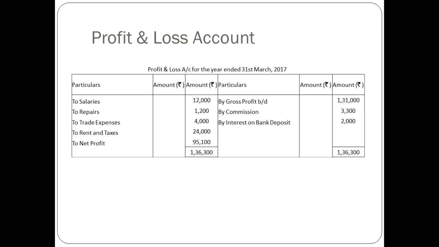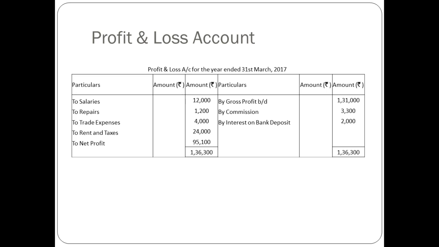Now after having identified our indirect expenses and indirect incomes, we post them in the profit and loss account, as it can be seen on the slide. The debit side represents the expenses, whereas the credit side represents the income. Let us see the credit side. The gross profit of trading account is brought down as by gross profit BD 1,31,000. Then we have two other incomes, which is by commission rupees 3,300 and by interest on bank deposit 2,000.